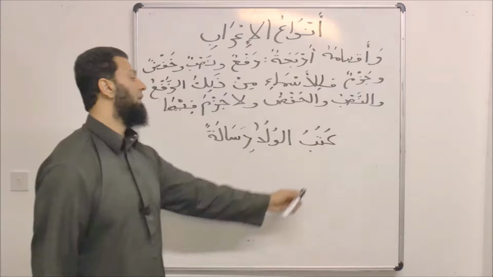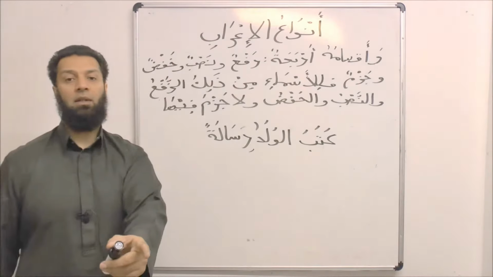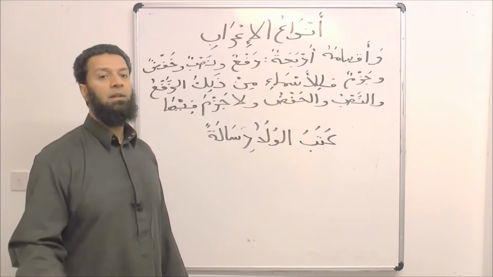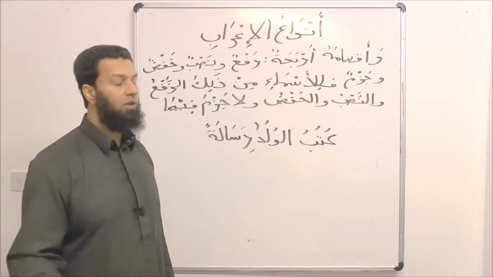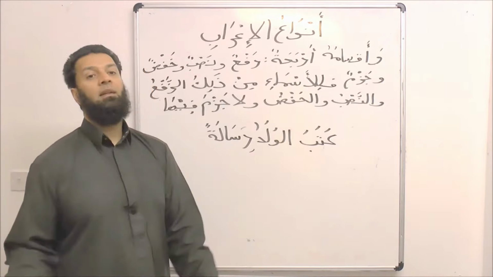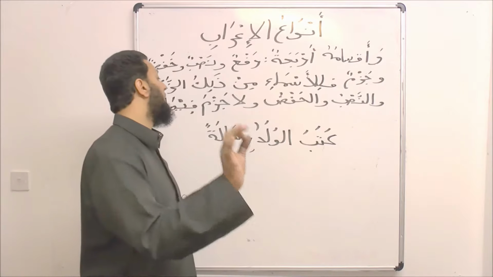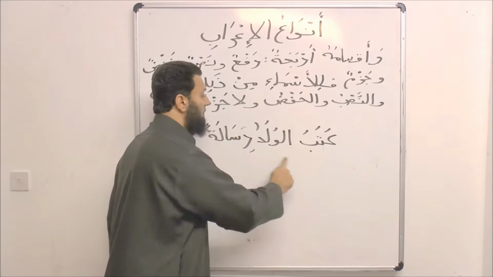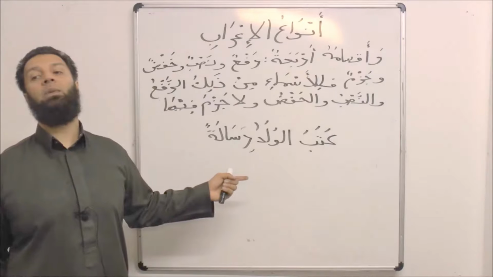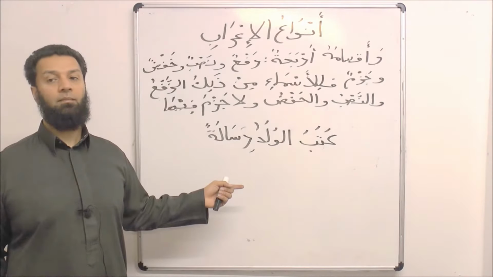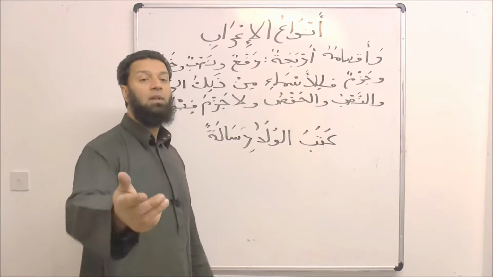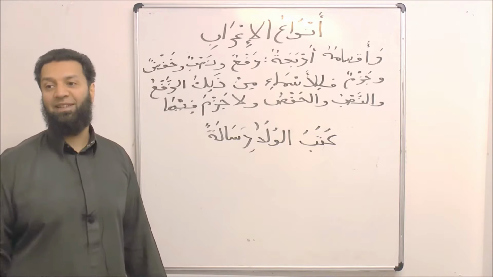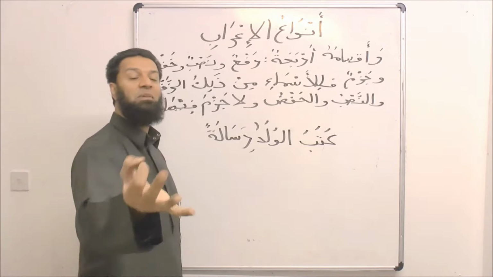Say, يا محمد, what is the إعراب of كتب? فعل ماضٍ. Good. فعل ماض مبني على الفتح. Now, الولد, what is the إعراب of الولد? فاعل. مبني على... What do you mean, مبني يا محمد? How can it be مبني? How can الولد be مبني?